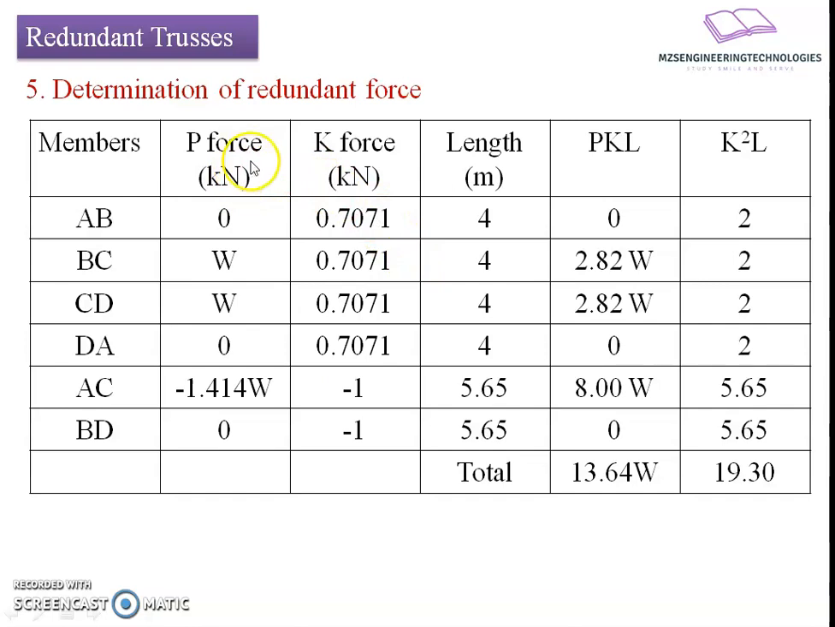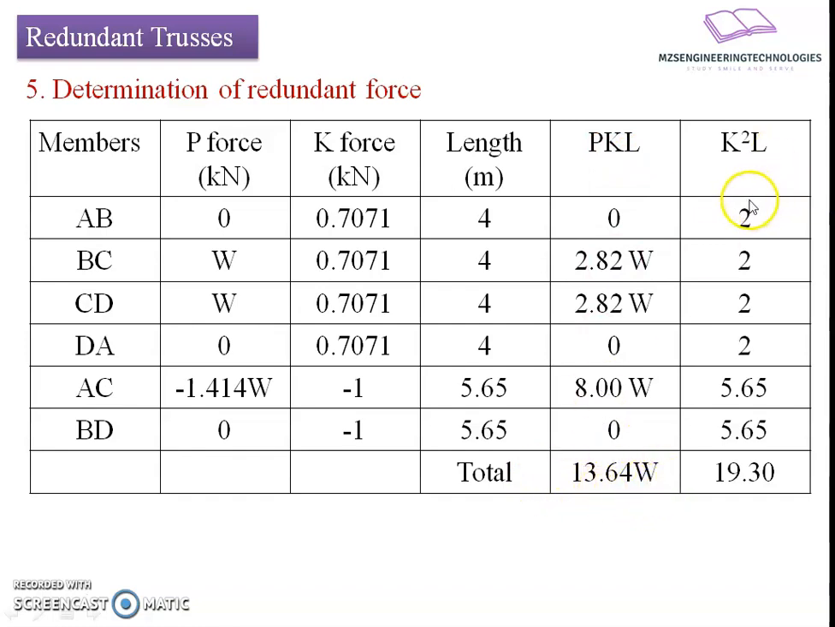Now I will take the product PKL. For the case of AB it will be 0 because the P force is 0. In the case of BC it will be W multiplied by 0.7071 into 4, resulting in 2.82 W. Likewise I will do the calculation for other members, and finally I will take a summation of all the values here to have the cumulative effect of the PKL product. It comes to 13.64 W.